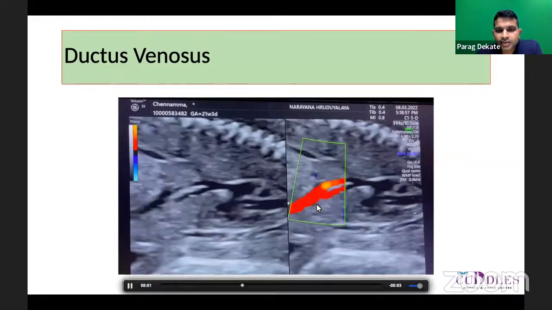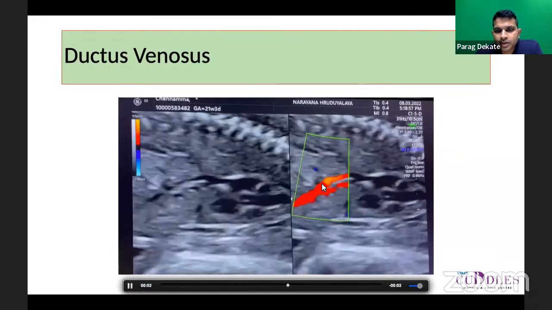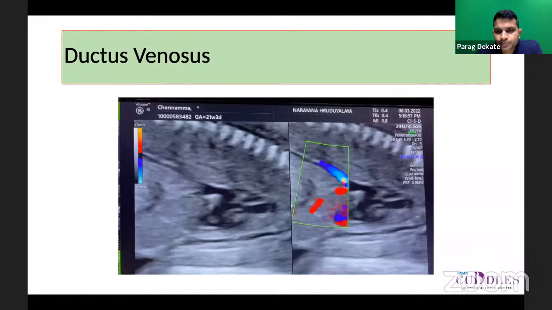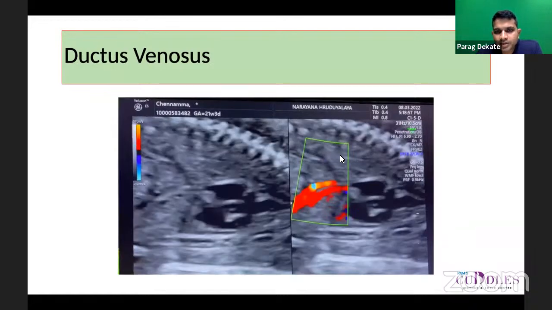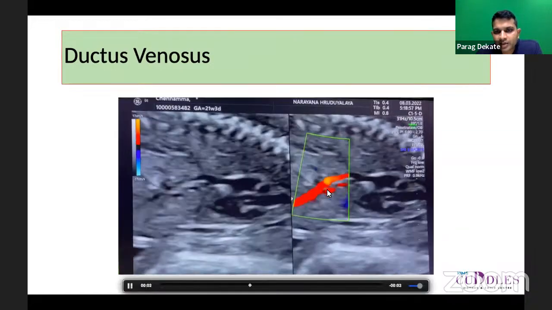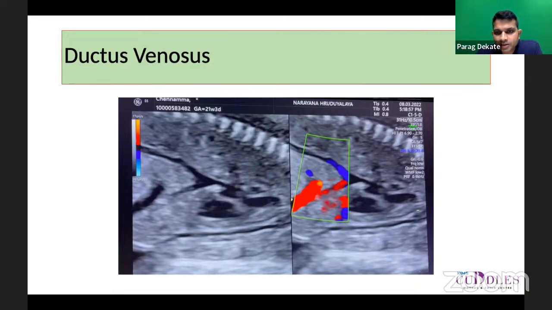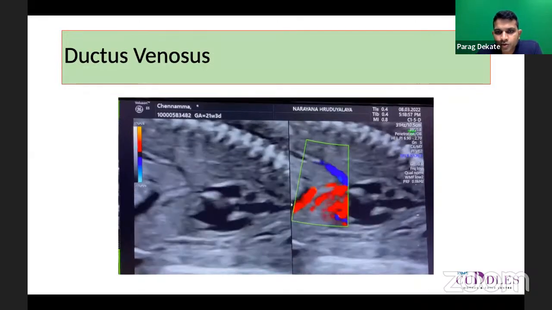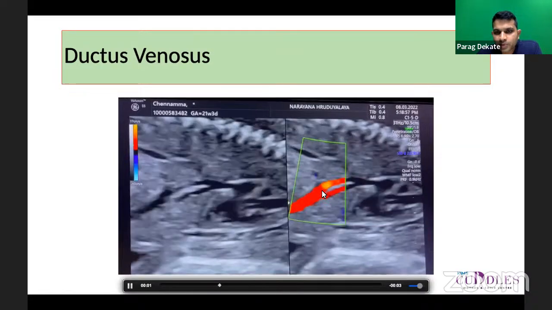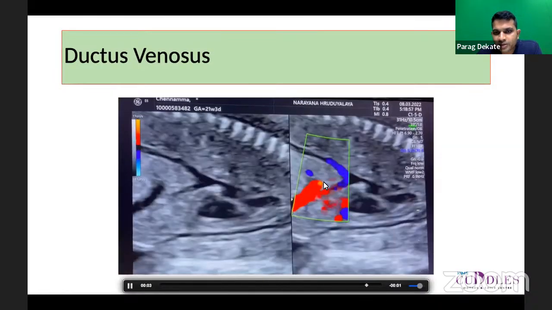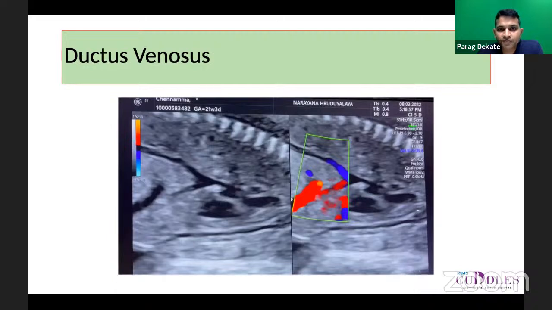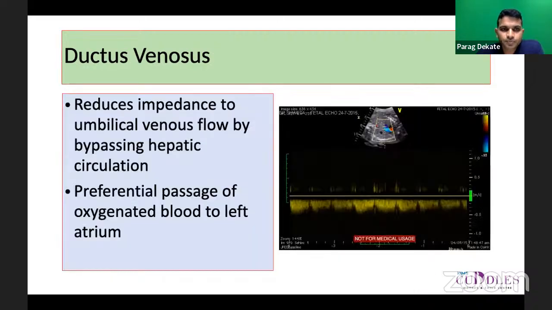You can see in this echo what is happening, again I will play. This is basically the inferior vena cava, and then you can see there is a blood vessel going towards here, which is basically the portal vein, and some blood is directly, again I will play so that you understand, coming back into the inferior vena cava. This is basically the ductus venosus. This is a fetal echo.